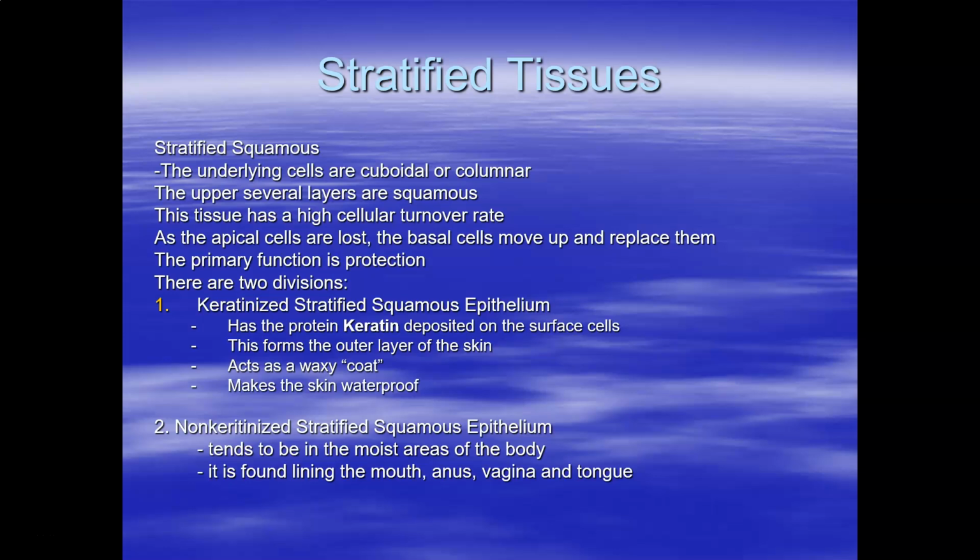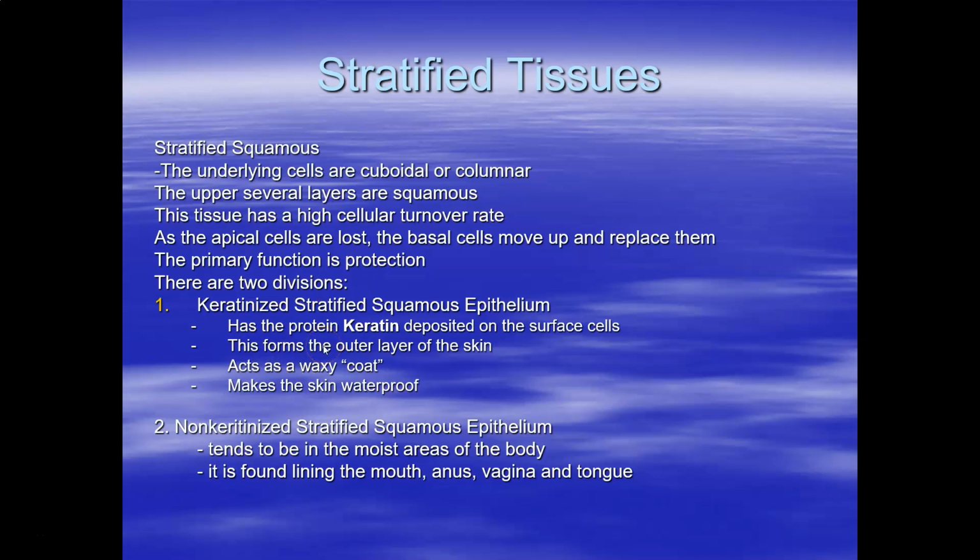Non-keratinized stratified squamous epithelium. Same idea, many layers thick with the apical surface cells being squamous in shape, but they're not keratinized, so they're softer in nature, if you want to call it that. So we tend to find this in the moist areas of the body, lining the mouth, the anus, vagina, and tongue.